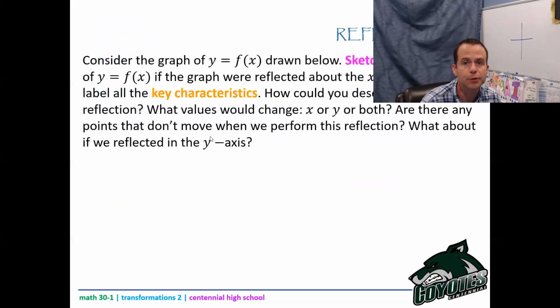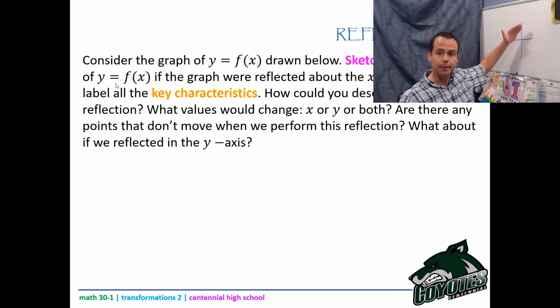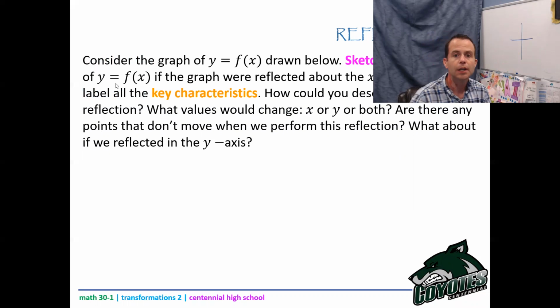Okay, so consider the graph of y equals f of x shown below. Sketch the new graph of y equals f of x if the graph were reflected about the x-axis. Here's the x-axis. This is going to be a vertical reflection. Be sure to label all the key characteristics. How could you describe this reflection? What values would change, x or y or both? Are there any points that don't move when we perform this reflection? And what if we reflected it in the y-axis?